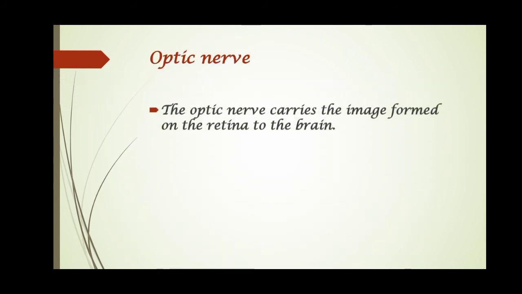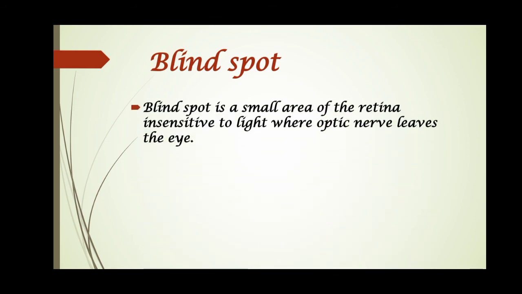Optic nerve. The optic nerve carries the image formed on the retina to the brain. At the junction of optic nerve and retina in the eye, there are no light-sensitive cells, due to which no vision is possible at that spot. This is called blind spot. Thus, blind spot is a small area of the retina insensitive to light where optic nerve leaves the eye.